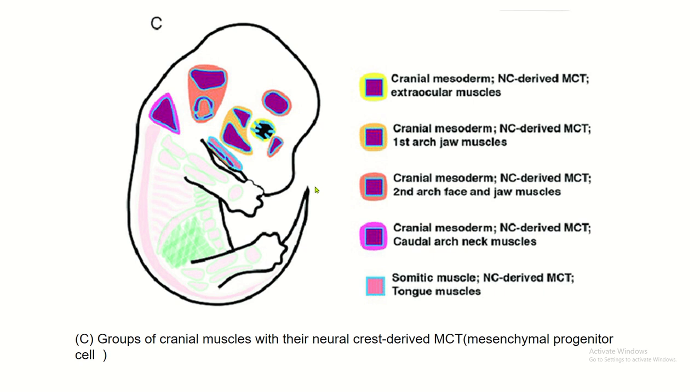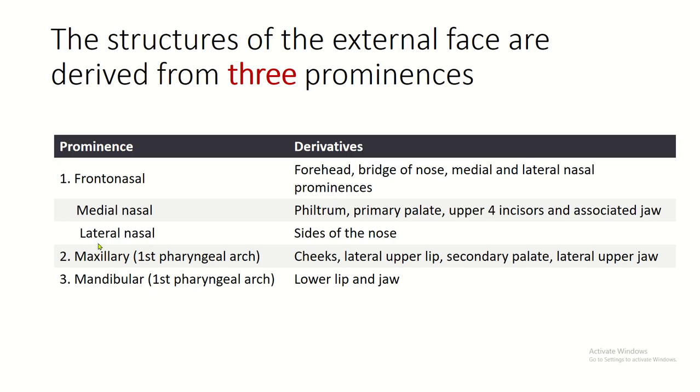So any insult of the neural crest, the normal patterning of the muscles are hampered. The structure of the external face are derived from the three prominence: the frontonasal prominence, maxillary prominence, and mandibular prominence.